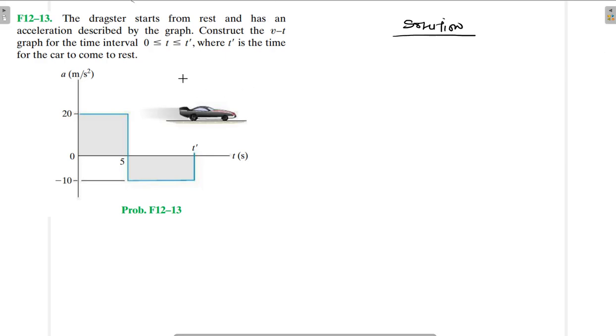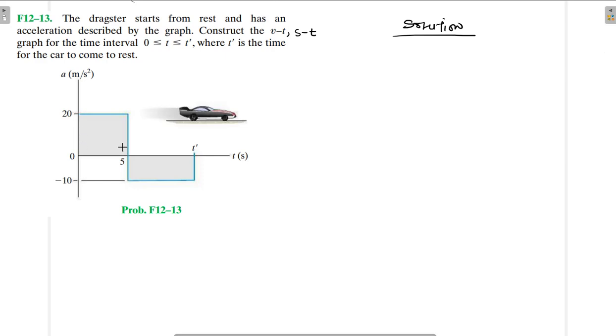So when do you think the car is going to come to rest? When its velocity is equal to what? Zero, right? To have rested. Great. So we also need to find time t prime. But here I want to construct not only the v-t graph, but also the s-t, position-time graph.